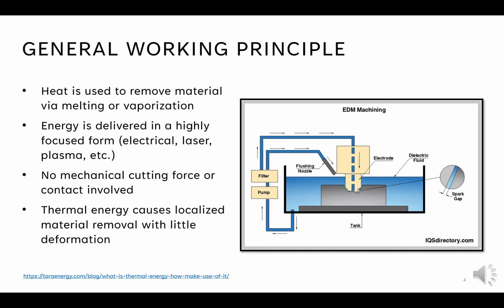The core idea behind all thermal machining processes is the same. Apply a highly concentrated source of heat to a specific region of the material until it melts or vaporizes. This could come from an electrical discharge, a laser beam, an electron beam, or a plasma arc. Because there is no physical contact between the tool and the workpiece, there is no tool wear and no mechanical force exerted, making these processes great for delicate or hard to machine components. The key advantage here is precision, since only a small, localized area is affected by the heat. The rest of the part remains mostly unchanged.